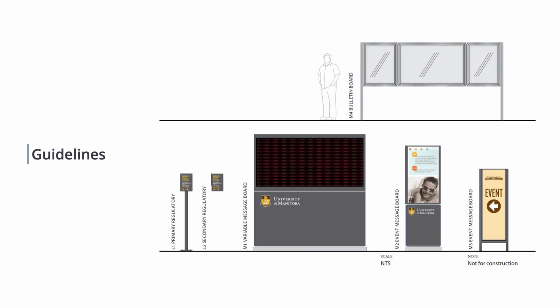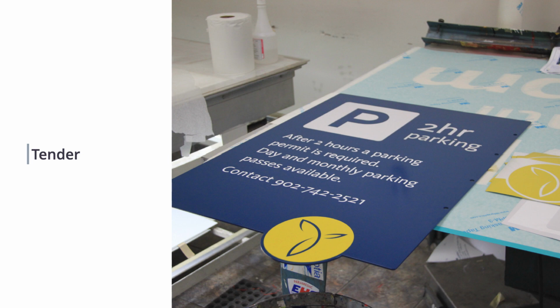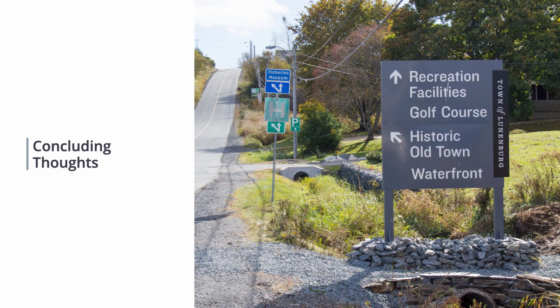We'll talk about the guidelines document, which is often a component of creating a wayfinding system. And then we'll get into a thing that a lot of municipalities are very concerned with, which is phasing and implementation. A lot about how to price out the signs and think about how to roll them out over time. We'll talk about tender documentation, and then I'll give you some tips for care and feeding of your sign system once it's installed. And then we'll get into some concluding thoughts.